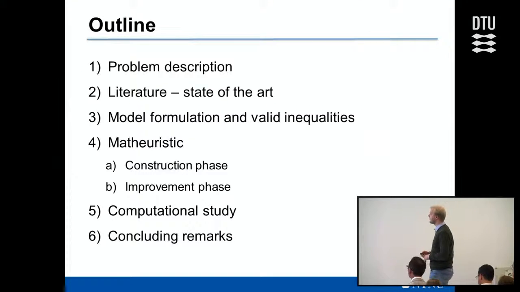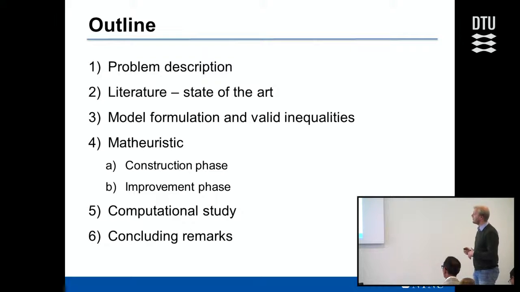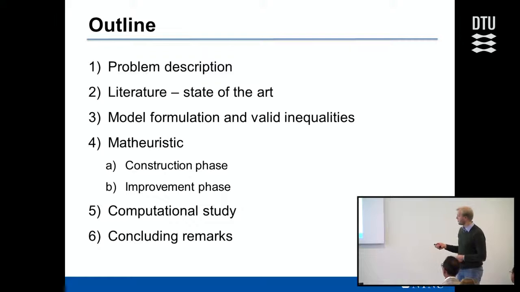The outline is like this. I will start by presenting the problem so that you know what we are talking about. Then I will say something about the literature, what has been done in this area. I will not show you the mathematical formulation, but I will discuss it, and also some valid inequalities that we have used to strengthen it. Then the core of the presentation is the math heuristic that consists of a construction phase and an improvement phase. And I will go through those two. And then I will show you some results in the computational study and conclude.